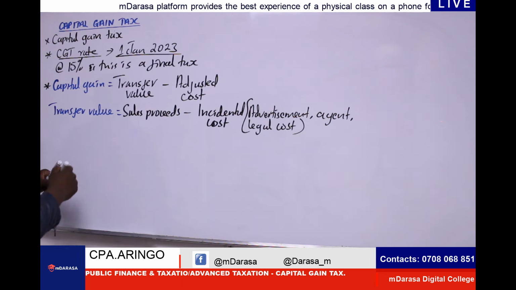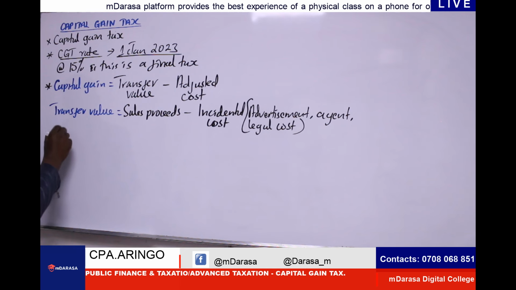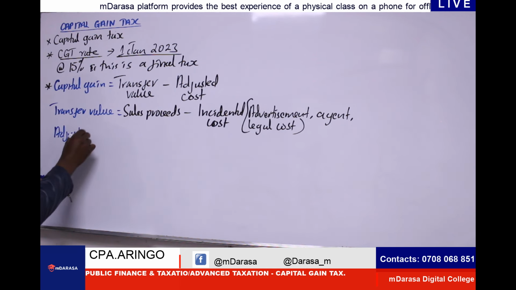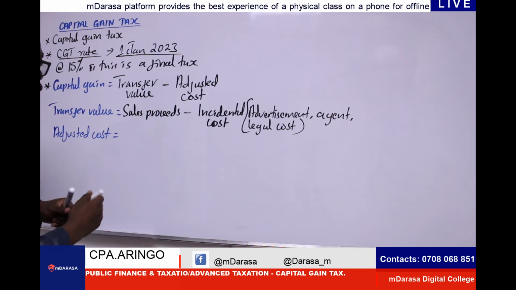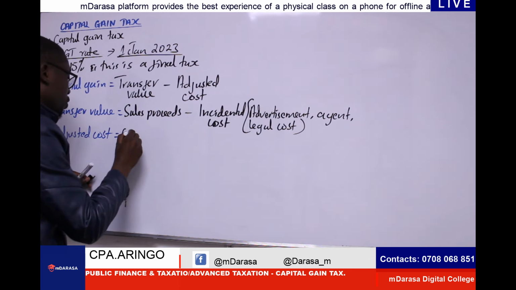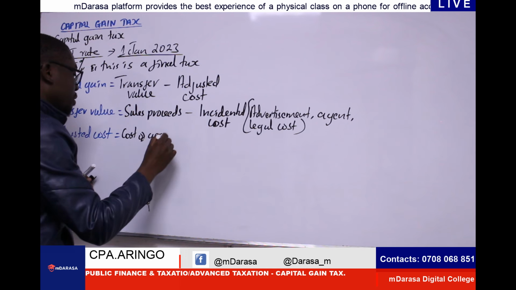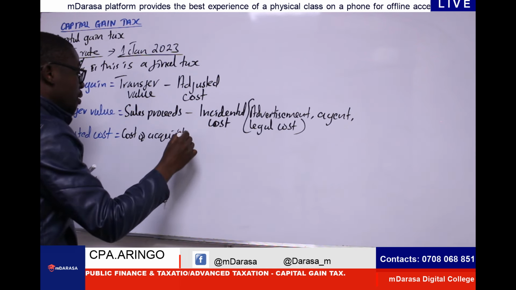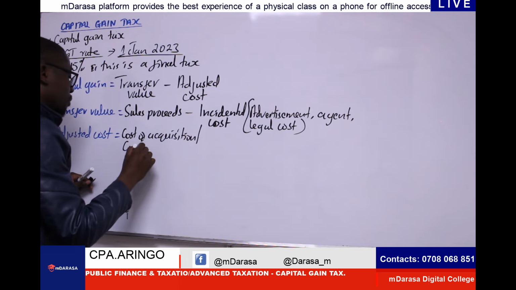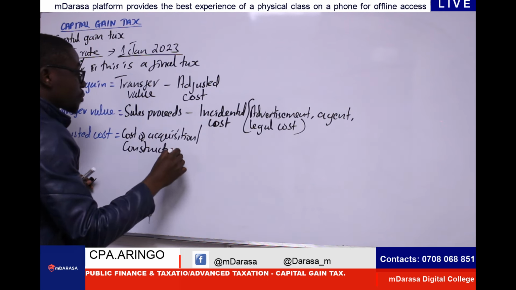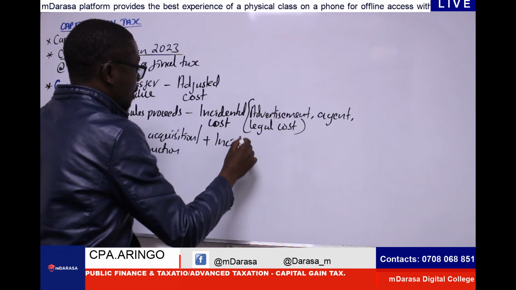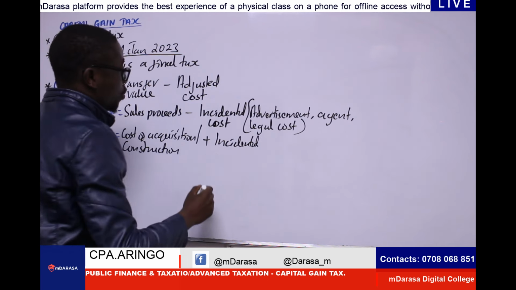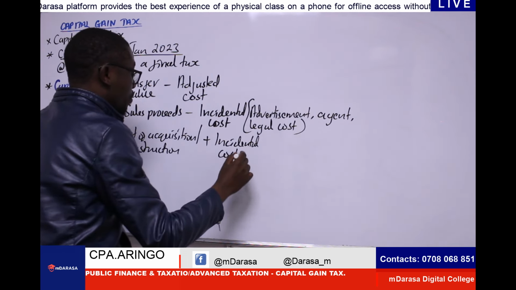Other key element to understand here is the adjusted cost, AC. So when you are talking of adjusted cost, all we need to understand here is that you are talking about the cost of acquisition or construction. We're going to add the incidental costs incurred on purchase or on acquiring this property.